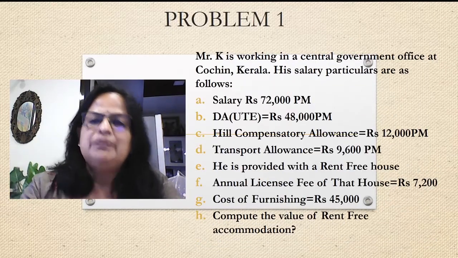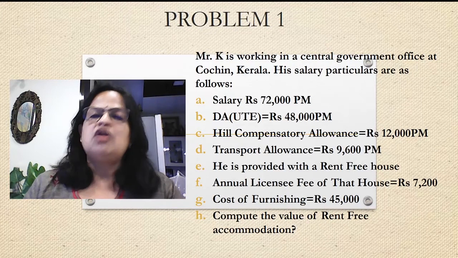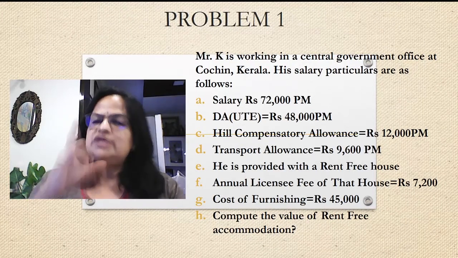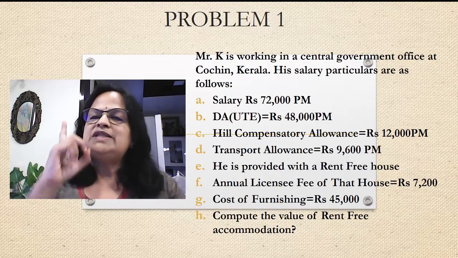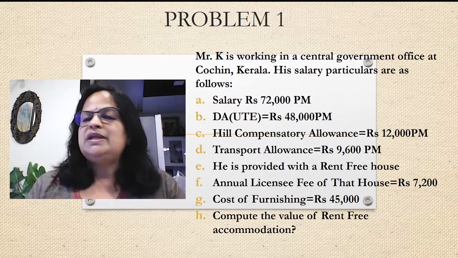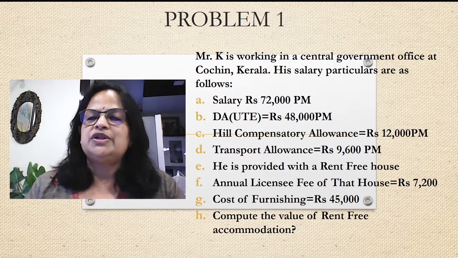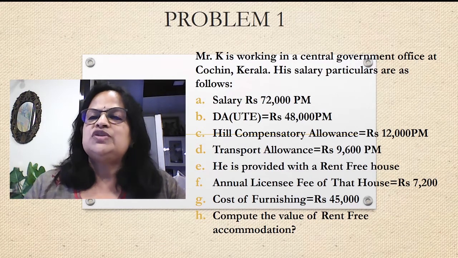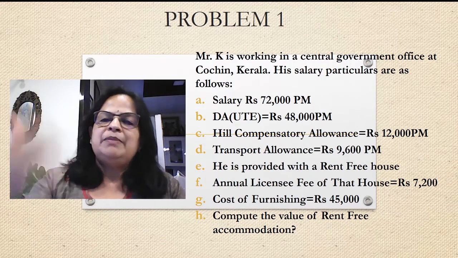So problem 1. Mr. K is working in a central government office at Cochin, Kerala. First thing I told you to remember is whether he is a government employee or a non-government employee. That is very important for RFA computation. Here he is a government employee, a central government employee.